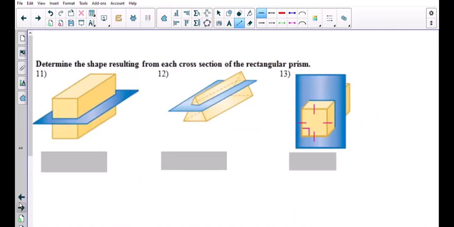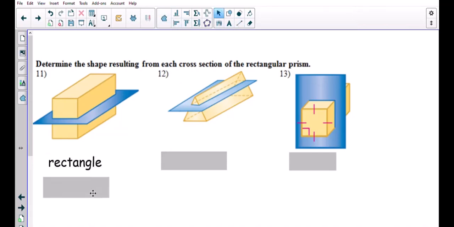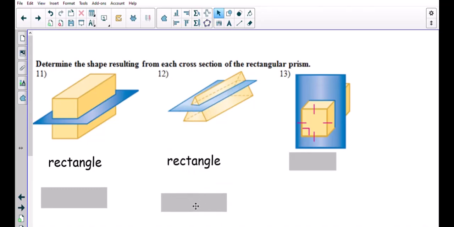All right, number 11. So we've got a rectangular prism here and we're slicing through. Again, imagine if you took this blue plane and just slid it up through. And what would be the cutout that you'd have in the middle? Well, you'd have a rectangular cutout. So your cross section would be a rectangle. We've got a triangular prism here. This is kind of confusing when you slice it horizontally like this, but it's also going to be a rectangle. If you slice it closer to the top, it's going to be a smaller, skinnier rectangle. Closer to the bottom, it's going to be a wider rectangle.